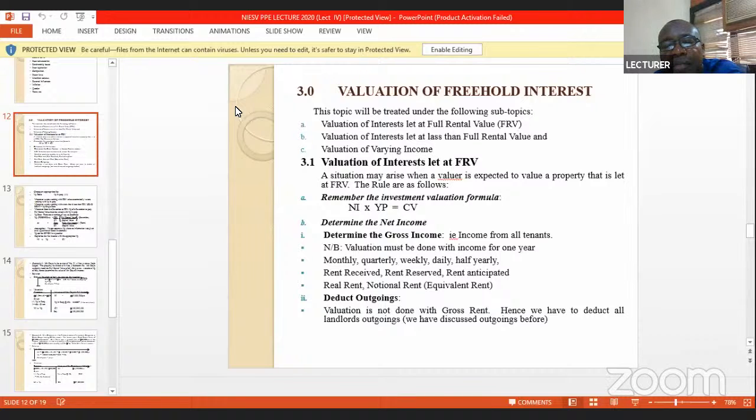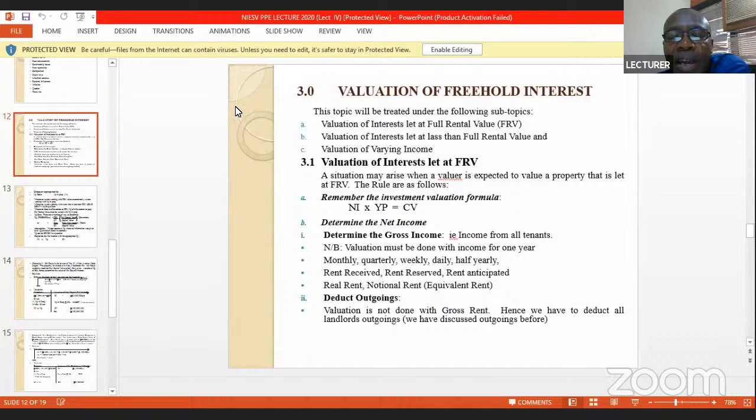And in the valuation of freehold interest, the first one we are looking at is the freehold interest that is let at full rental value. You know, some properties are let at full rental value. Some are let at less than full rental value. Then for some, the rent is varying from time to time. These are the three situations I want us to look at.